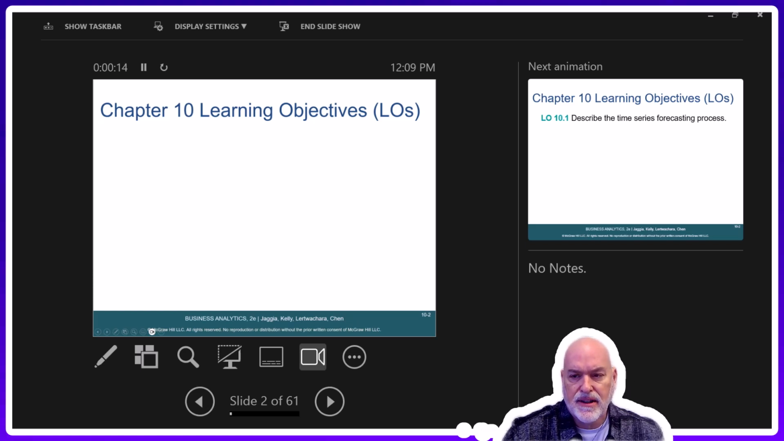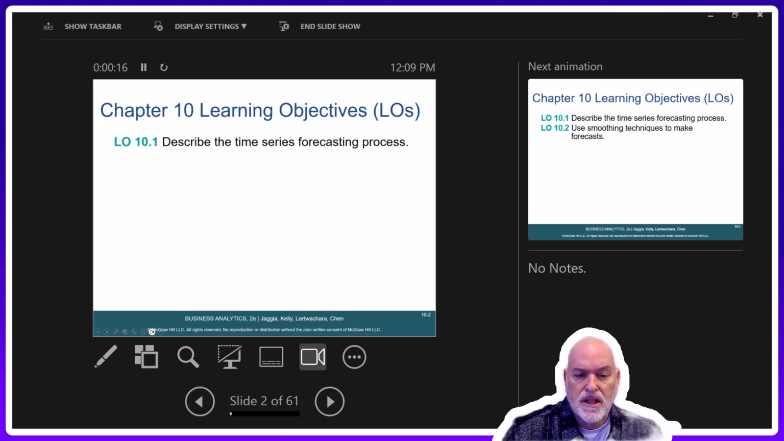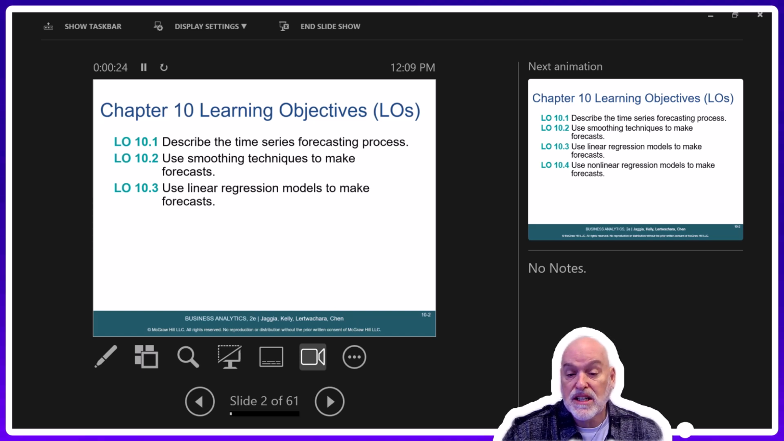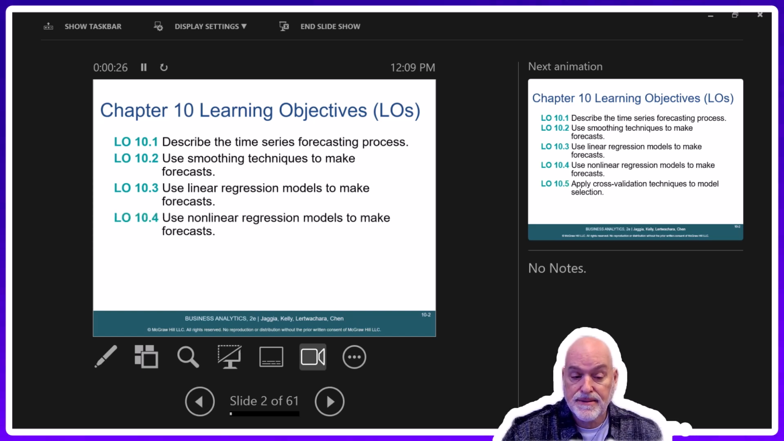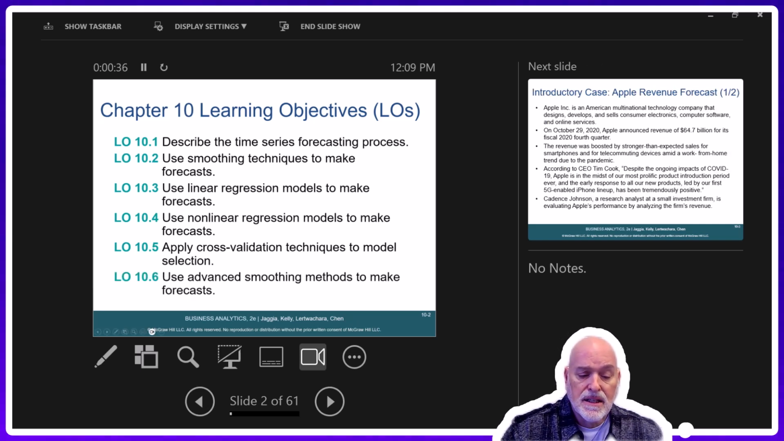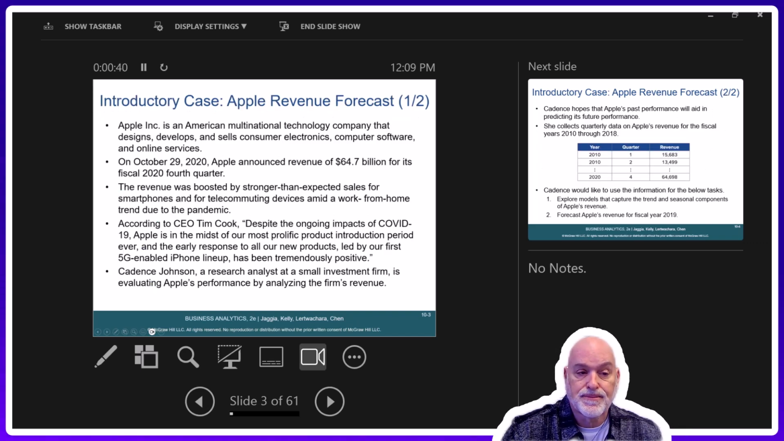In Chapter 10, the learning objectives are the following. Describe the time series forecasting process. Use smoothing techniques to make forecasts. Use linear regression models to make forecasts. Use nonlinear regression models to make forecasts. Apply cross-validation techniques to model selection. And last but not least, use advanced smoothing methods to make forecasts.